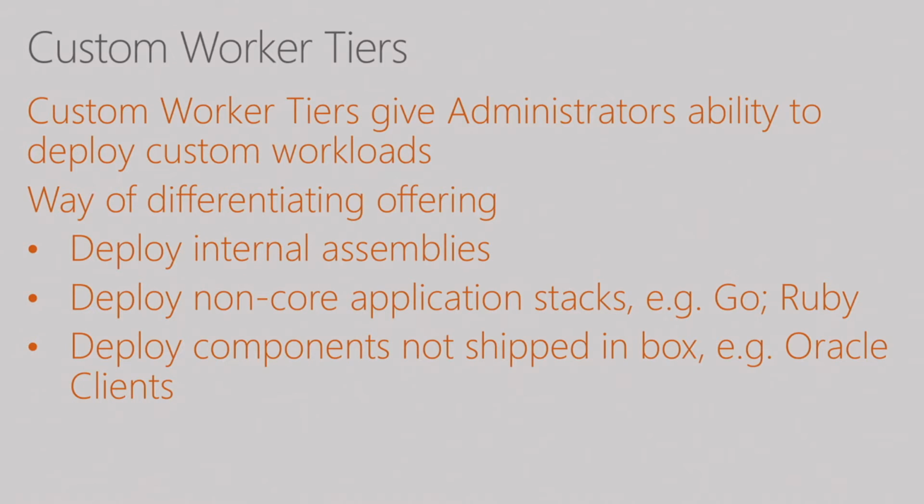You can deploy non-core application stacks. We don't ship the application stacks for Go and Ruby on-premise, and we don't ship Java for legal reasons. So there's no reason why you couldn't define your own worker tiers that already have those built in, because you're not distributing the application. You could also deploy components not shipped in the box, for example Oracle clients, compression engines, .NET components, that sort of thing. Anything that needs to be GAC registered on the box. Things that you can't do in public App Service.